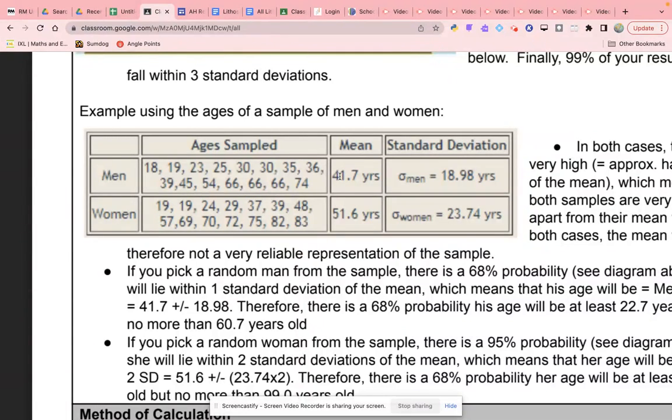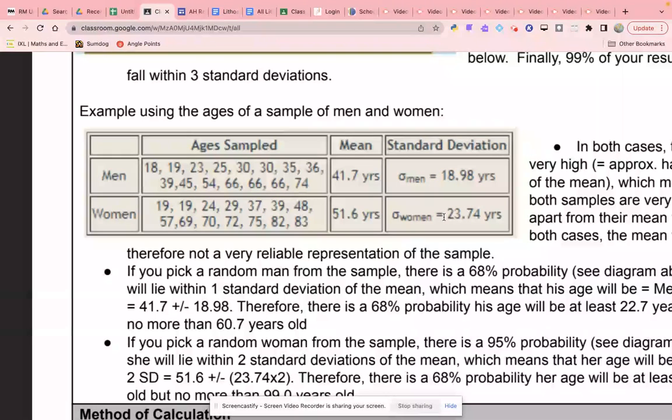So that would be the bottom end. Negative one standard deviation would be 23. Plus one standard deviation would be adding 19 to this number of 42. So add 19 to 42 and we get to 61. So the range of age of boys would be between 22 and 61. There would be a 68% probability chance that that would be the age range of people we'd bump into.